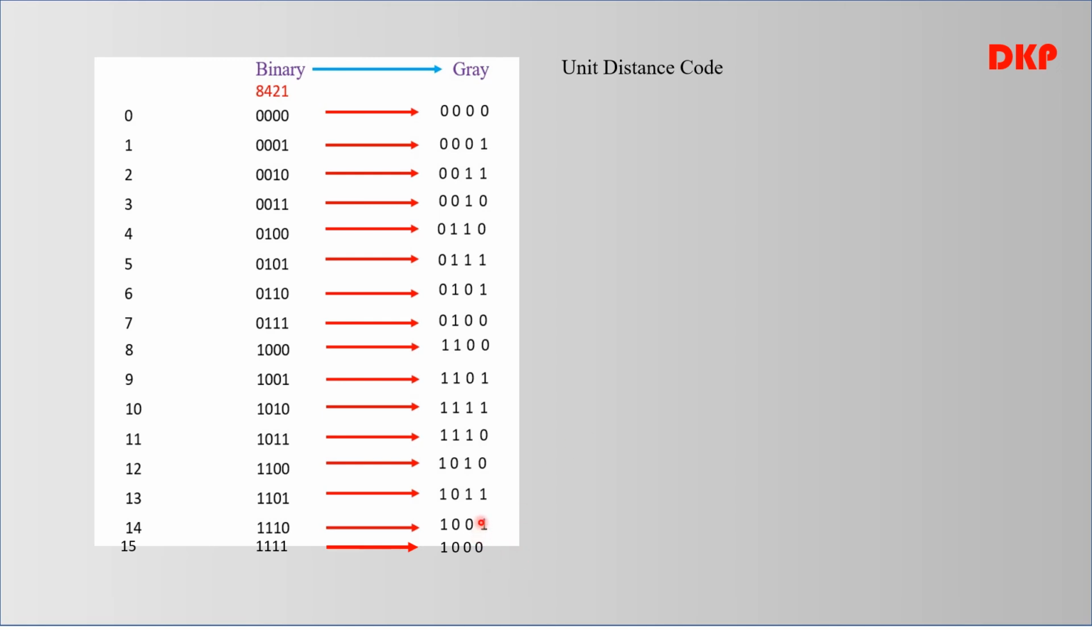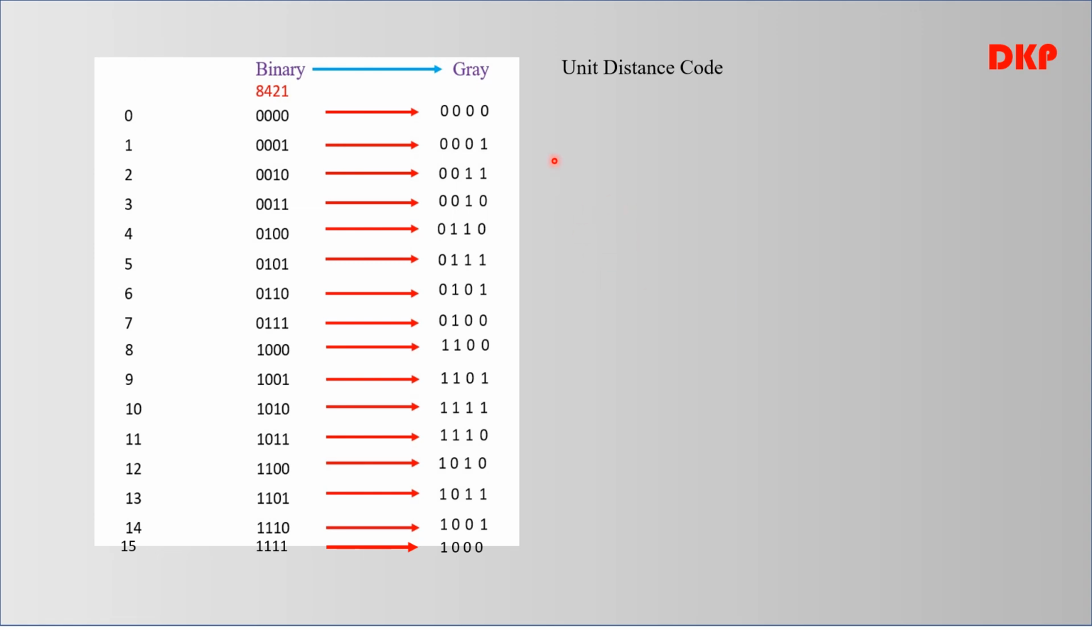When you check the last two codes, that is of 14 and 15, the first bit is the same, second is same, third is same, the last bit differs from 1 to 0. Therefore, this gray code is also called as unit distance code.